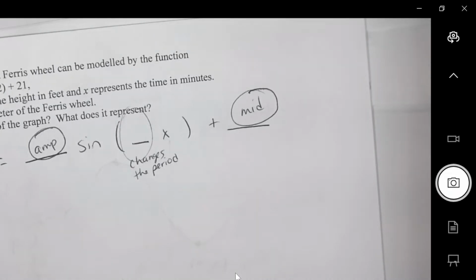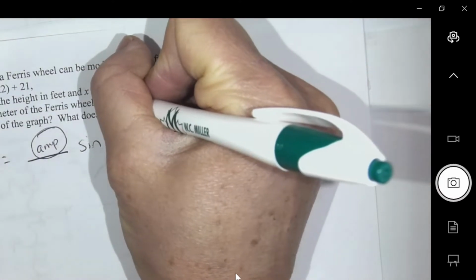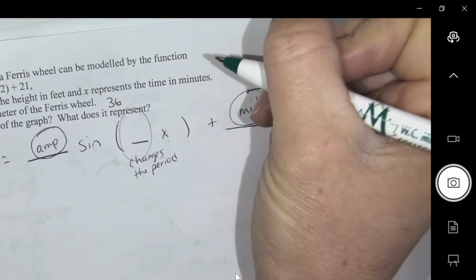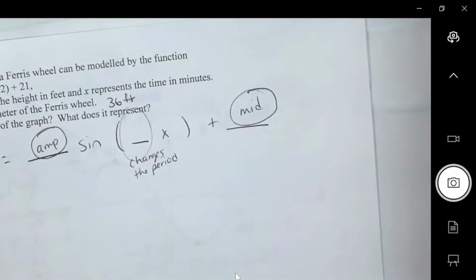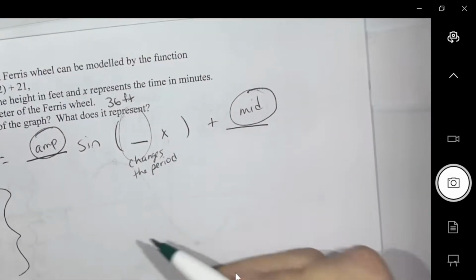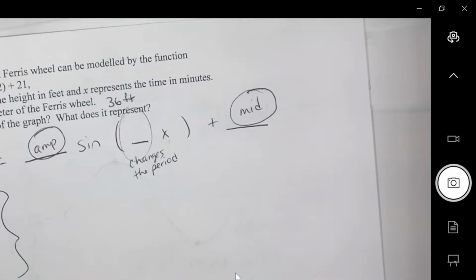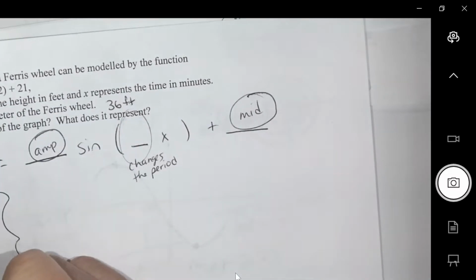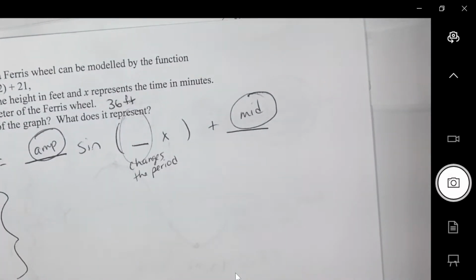Determine the diameter of this Ferris wheel. What's the diameter of the whole circle of the Ferris wheel? 36. I wish it gave some kind of units. Oh yeah, it does, feet. 36 feet is the diameter because that's the entire circle. Does that make sense? Because here you're on the top, here you're on the bottom of the Ferris wheel. So that's how big the Ferris wheel would be.